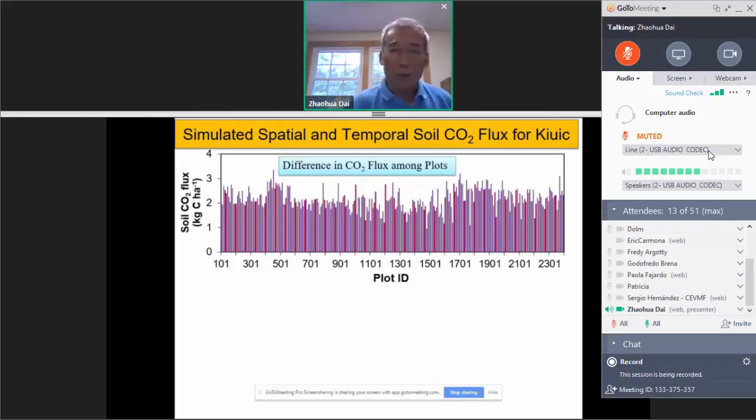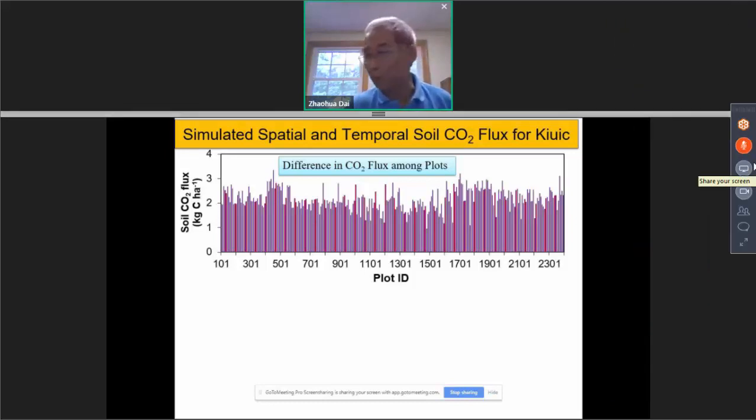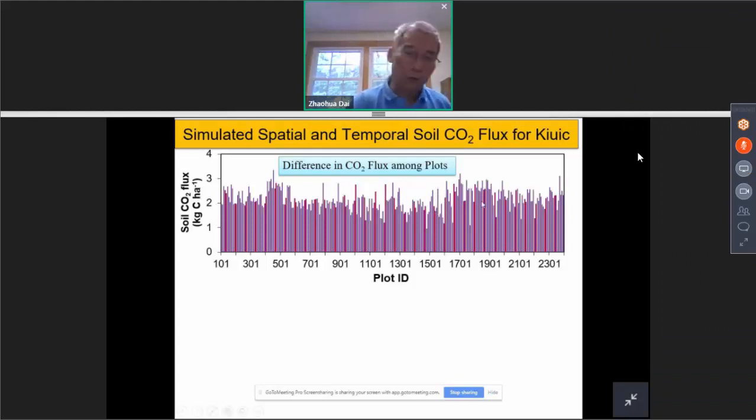Besides biomass, soil carbon is also very important. Soil carbon dioxide is released from the soil. This is for the Quick area, with 23 plots, and each bar is a subplot. You can see all the subplots are different, so the process is not constant. It's not the same, which means they're different.